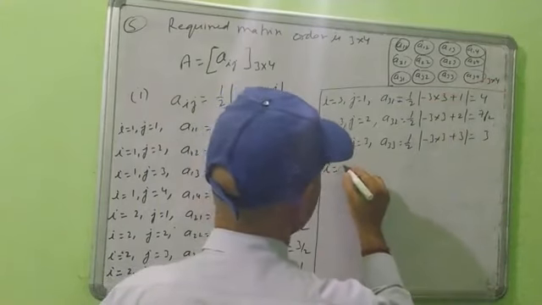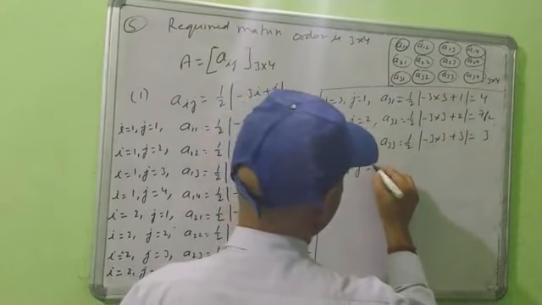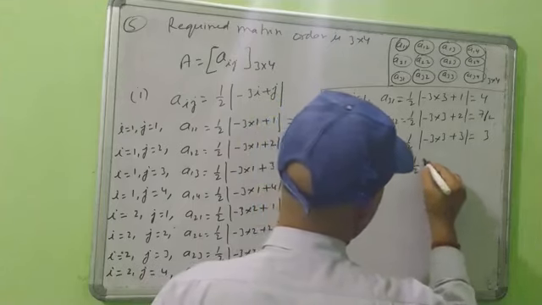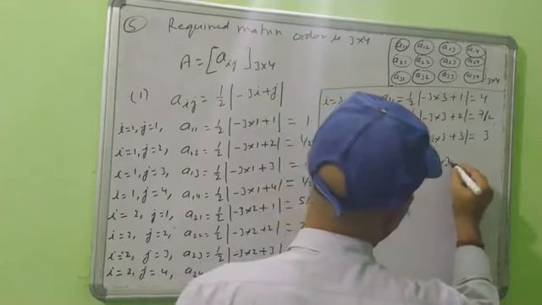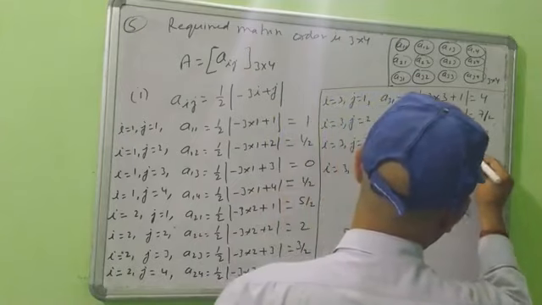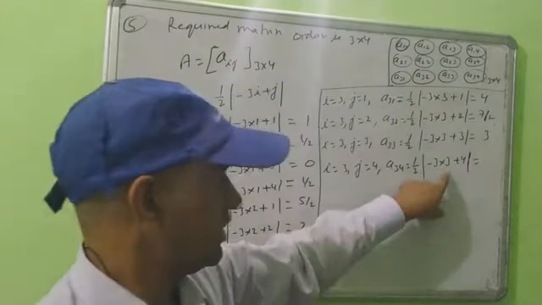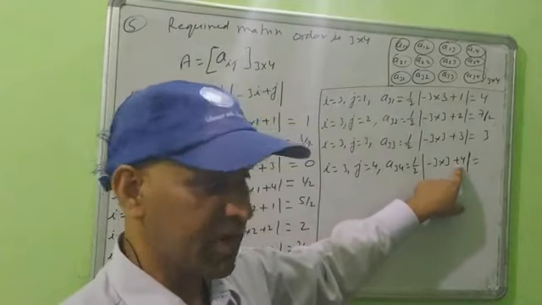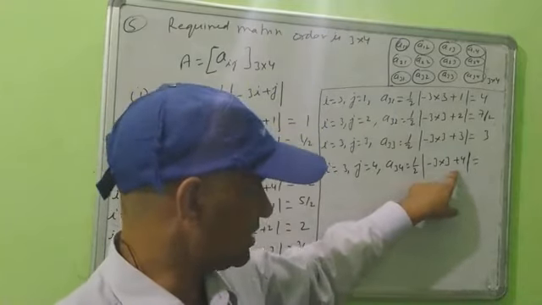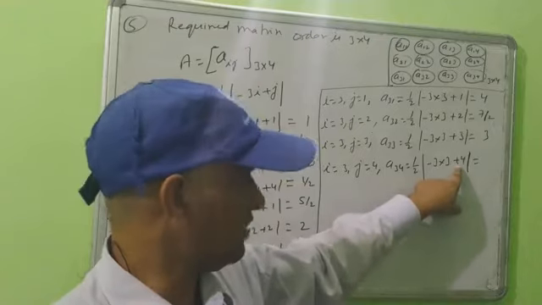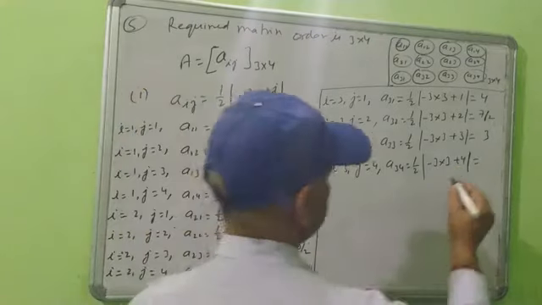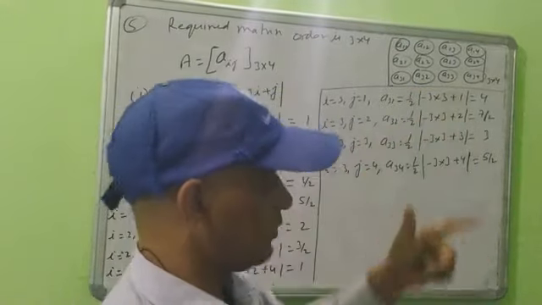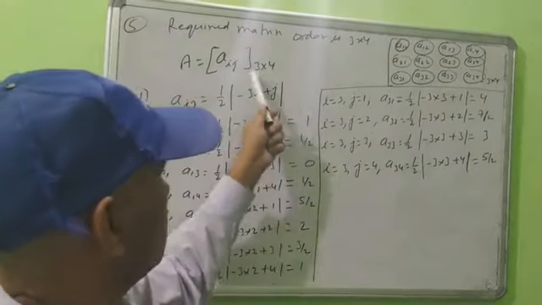And last, in this way, a34. i equal to 3 and j equal to 4. The answer here, a34. So this is 1 by 2, mod, minus 3 into 3 plus 4. What result do we get here? 3 threes are 9, plus 4. So minus 9 plus 4 means minus 5, with the mod plus 5. Plus 5 means 5 by 2. So you have all the values of this matrix according to the 3 by 4 order.